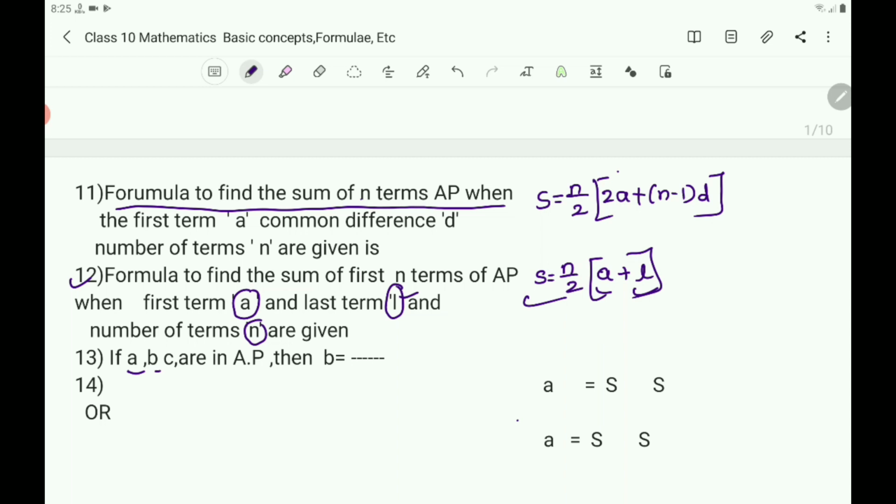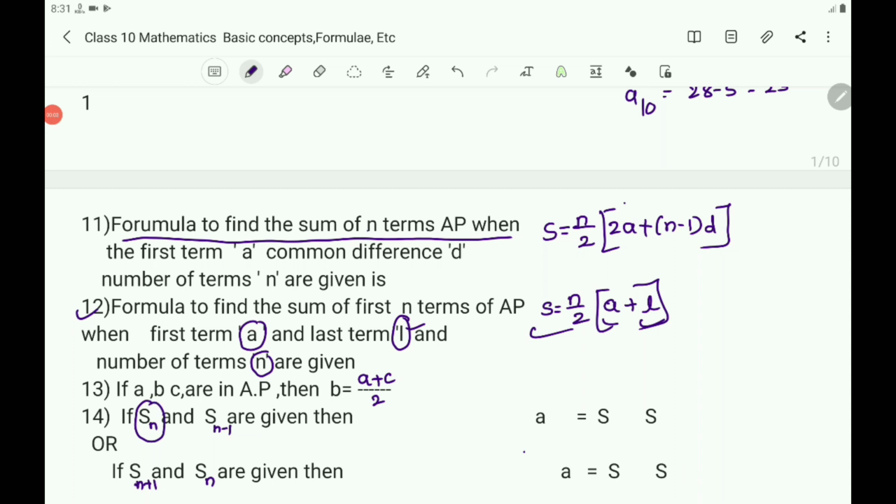Then if A, B, C are in AP, then B is the middle term, that becomes the arithmetic mean, which equals what? A plus C by 2. If A, B, C are in AP, then B equals A plus C by 2.